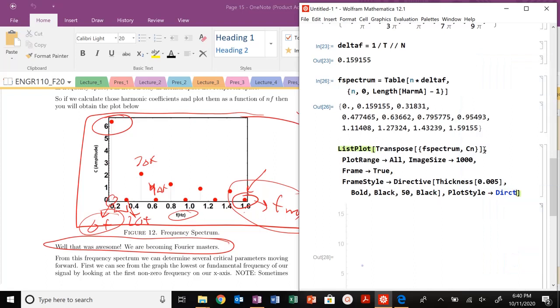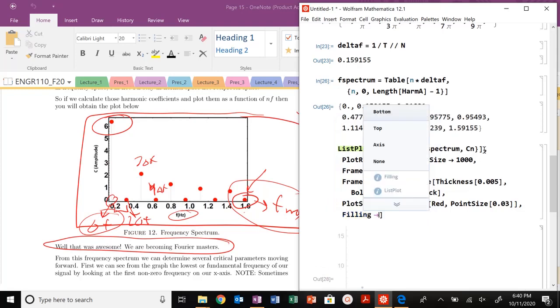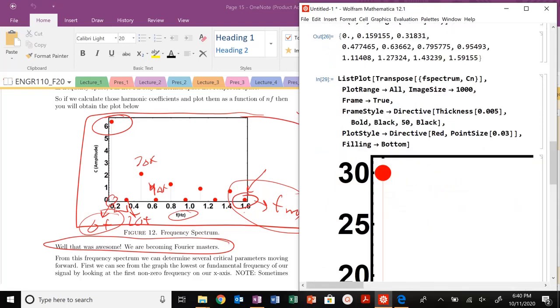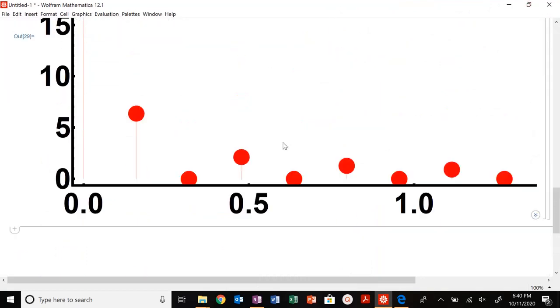And then plot style. I'm going to do directive, red, point size 0.03. Then close that up. I'm going to do filling bottom. And now we can see my frequency spectrum. So a little bit different.